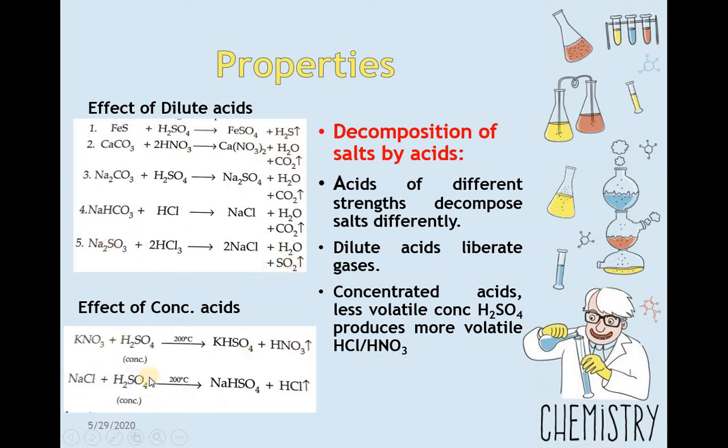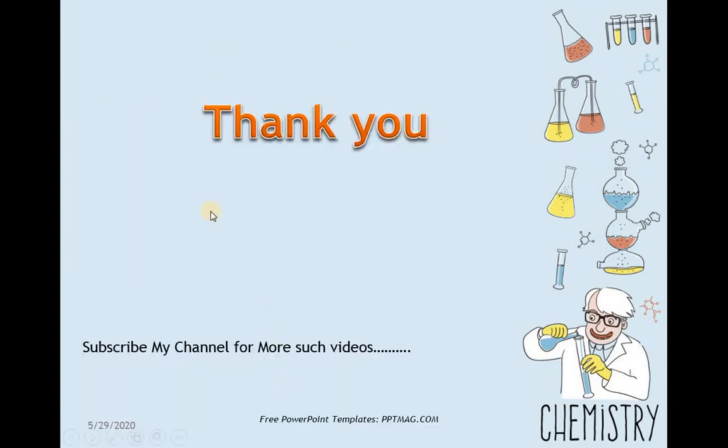Now, concentrated acids, the less volatile acid gives you more volatile acids. When concentrated, less volatile sulfuric acid reacts with potassium nitrate, it gives you nitric acid, which is more volatile. Here with NaCl it gives more volatile HCl, that is hydrochloric acid. So this is the end of the properties.